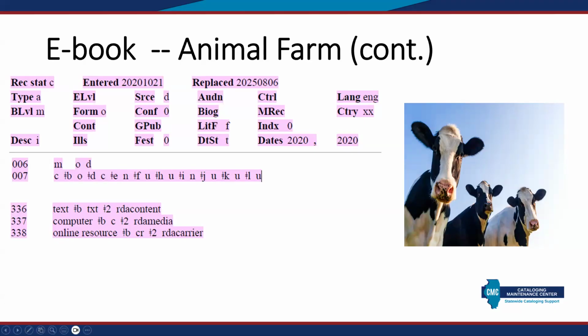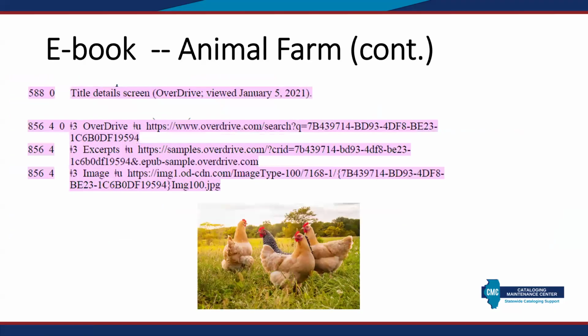And again, here you can see our 336, 337, and 338 for Animal Farm. So now we can look at the rest of the record that applies. The 588, the source of description. We talked about that earlier. That's just where they got the information for the title and everything. You can see it's from Overdrive, and it was viewed on January 5, 2021.